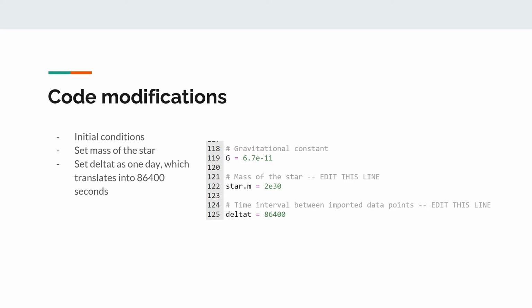So the modifications I made to the code, the initial conditions: I set the mass of the star to be 2 times 10 to the 30th, which was the given value for the mass of the star. And then delta t is 1 day, which is just 86,400 seconds. And I changed G, the gravitational constant, to be 6.7 e to the negative 11th.